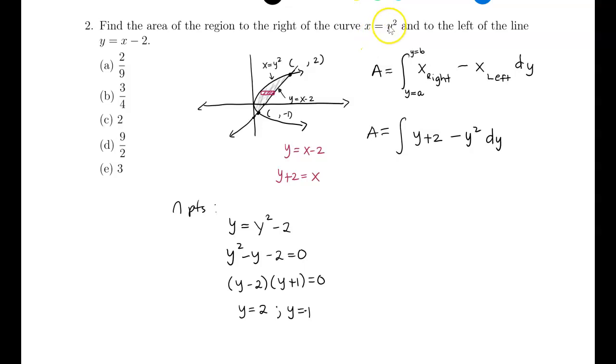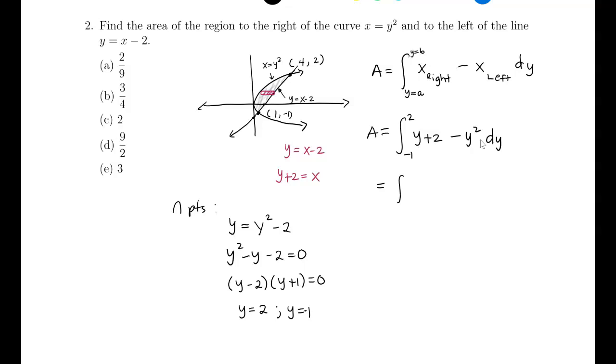See, if y is equal to negative 1, y squared is 1. And then if y is equal to 2, y squared is 4. But for the limits of integration, we know that we have to get the values for y. So y is starting at negative 1 up to y equal to 2. So then you go ahead and solve for the integral here.